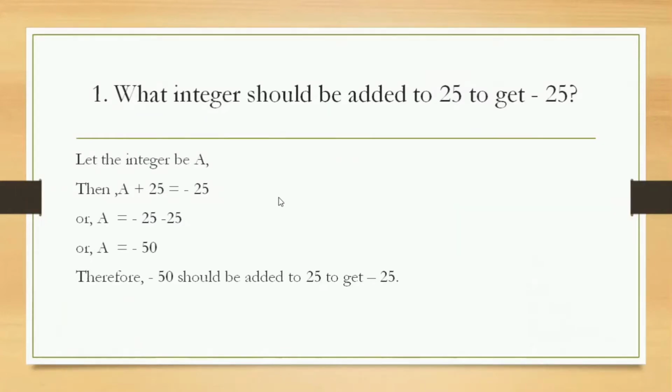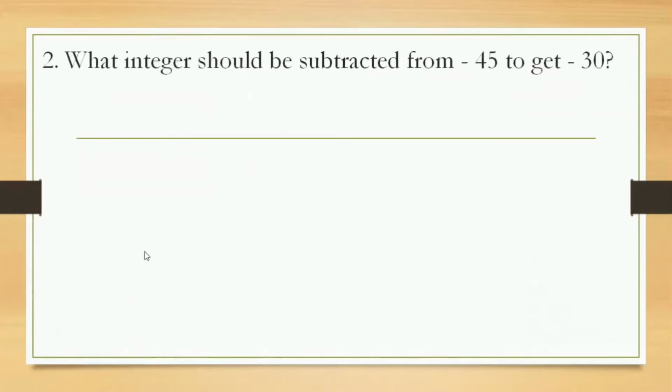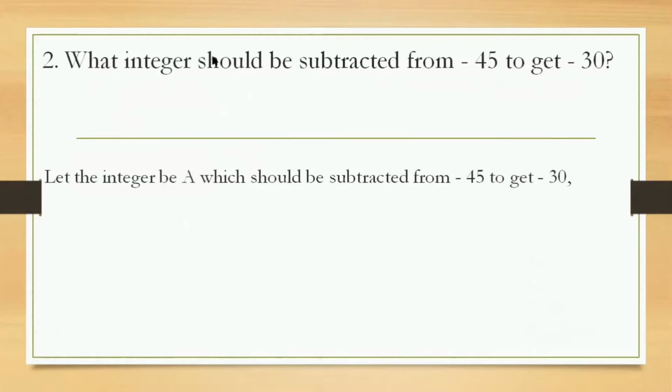See here, next one. It is like this again. What integers should be subtracted from minus 45 to get minus 30? Then we have to let the integer be a, which should be subtracted from minus 45 to get minus 30. Then minus 45 minus a equals minus 30.